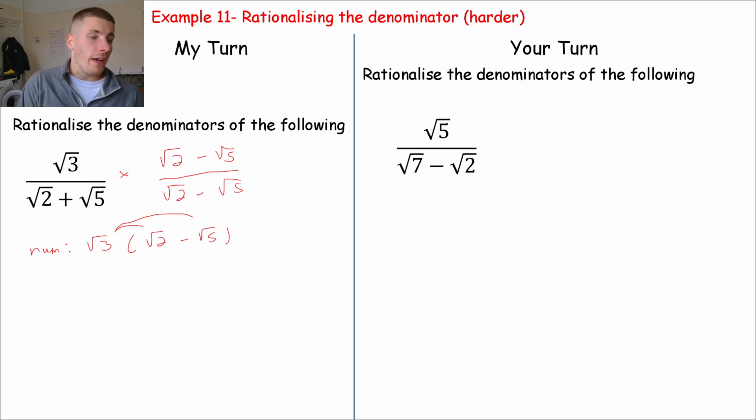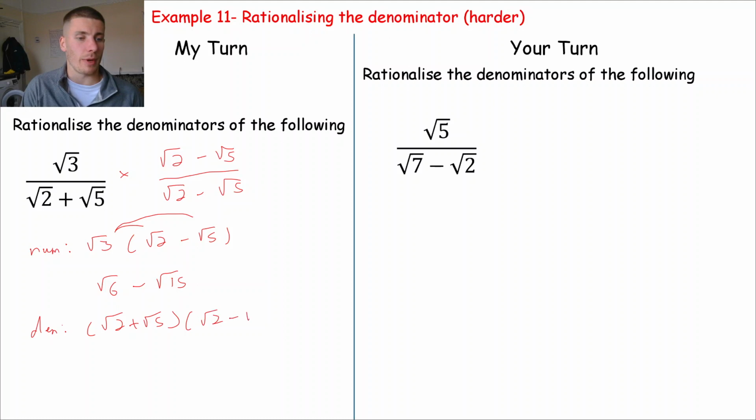Root 3 times root 2 is going to be root 6. Root 3 times negative root 5 is going to be negative root 15. That's your numerator part considered. Then you've got your denominator part. So let's write this down here. The denominator, we've got root 2 plus root 5, timesing it by root 2 take away root 5.